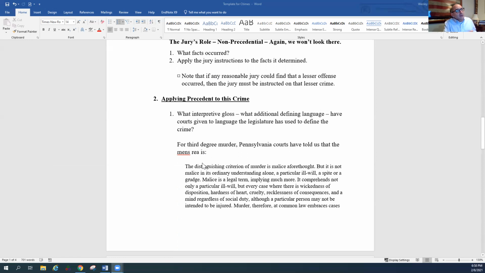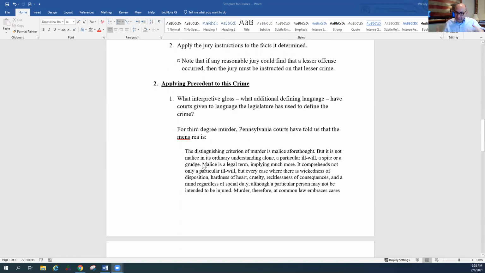So the first thing we're going to look for in our cases that are defining the substantive criminal law, we're going to look for any kind of language the court gives us that fleshes out the vague language of the statute. So in the case of Pennsylvania, where you simply have any other form of murder is third-degree murder, that tells us really nothing. So we're definitely looking for this interpretive clause. We are looking for additional language that a court will give us to understand what's meant by everything else.